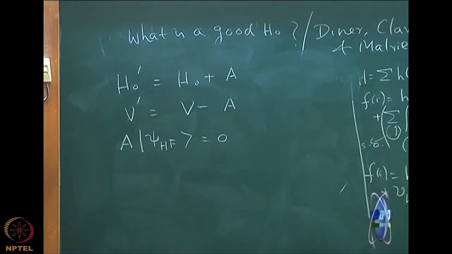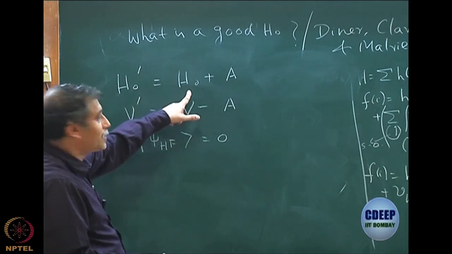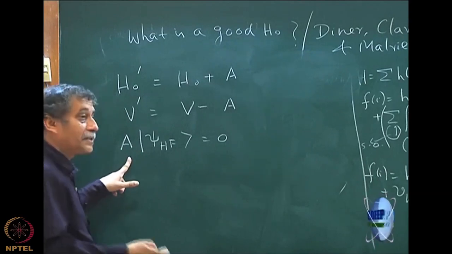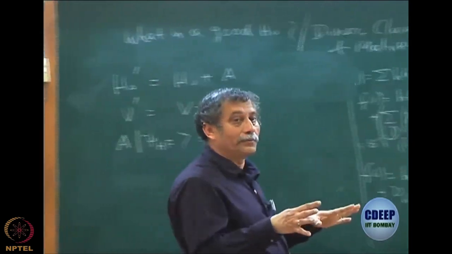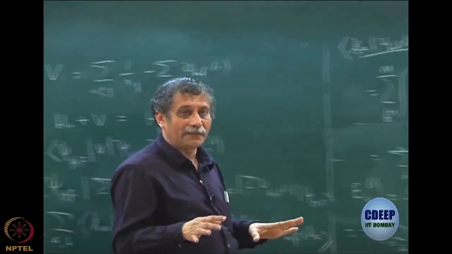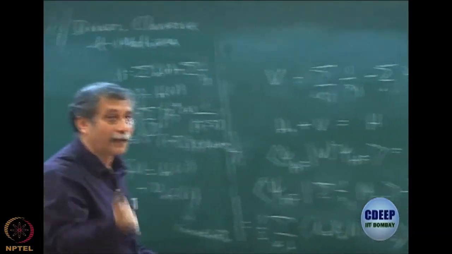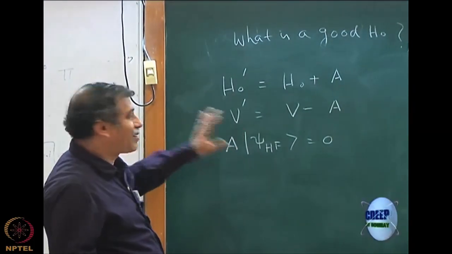Now, there are lots of ways to do that. Let's say A acting on psi Hartree-Fock is 0. If you do that, you find nothing changes. Correct? Because when I do E00, this is what remains. A is anyway 0 because A acting on psi Hartree-Fock is 0. This does not mean that A is a null operator. Please remember, I am only saying that the action of A on psi Hartree-Fock is 0. So it is not a null operator, and it acts on other determinants. It may give some value. If I do this, nothing will change, neither E00 nor E01.